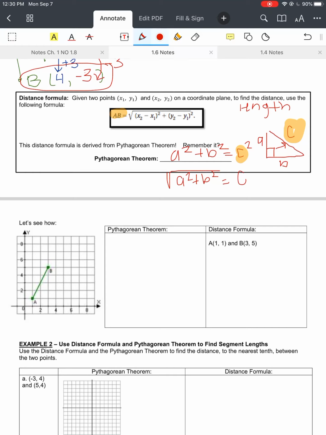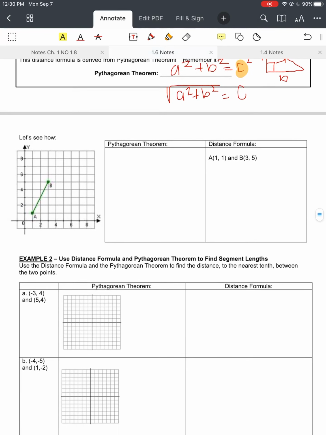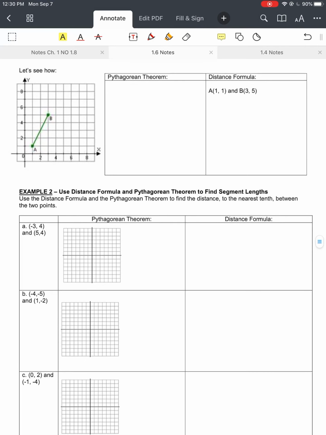We'll see how both of them interplay. Technically, you could only ever use one or the other. You don't ever need to use both. Definitely don't need to do both at the same time. However, if you're given a coordinate plane, Pythagorean theorem might be easier. If you're just given coordinate points with no picture, the distance formula would probably be easier, because Pythagorean theorem is a little more difficult to use without a visual picture. So let's see how they're both used.